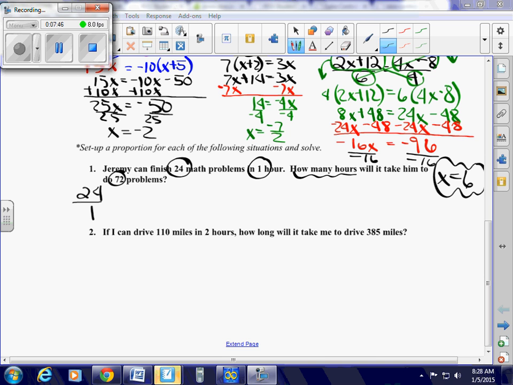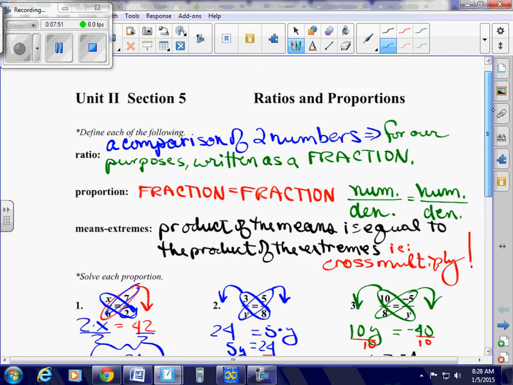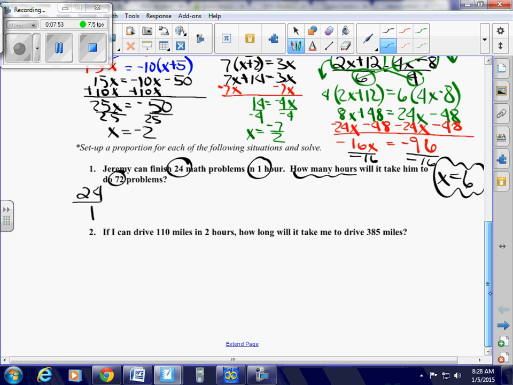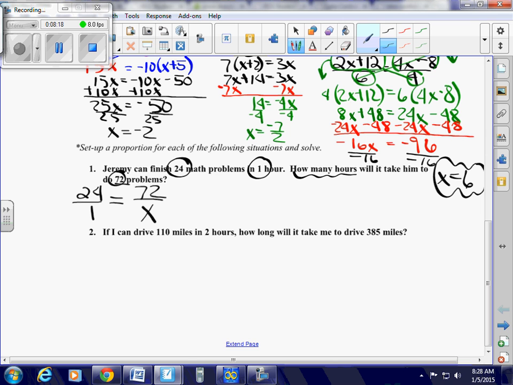That's comparing 2 numbers. Remember our definition from before, a ratio is comparing 2 numbers. Well, that's what we're doing here. We're comparing the number of math problems that we can do in 1 hour. That will be equal to, now we can do 72 problems in how many hours? That's what this question is asking. Now, instead of a question mark though, I'm going to put the variable x.